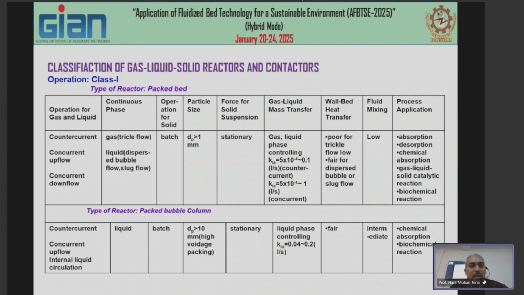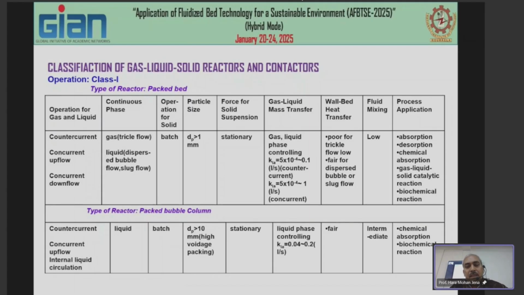Then another type of reactor in class 1 is the packed bubble column, where the operation of gas and liquid is countercurrent or concurrent upflow, with internal liquid circulation. These are the classifications. In the packed bubble column, the continuous phase is the liquid, the operation is batch as far as the solid is concerned, and the particle size used is more than 10 millimeter. That means high Faraday packing is there in the case of a bubble column. For the force for solid suspension, there is no suspension; the solid is stationary.